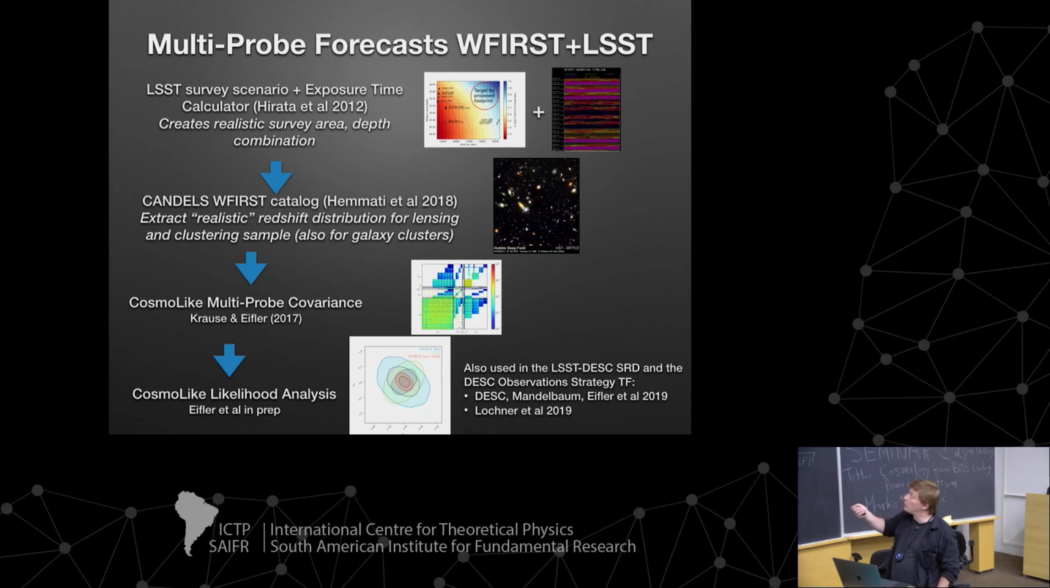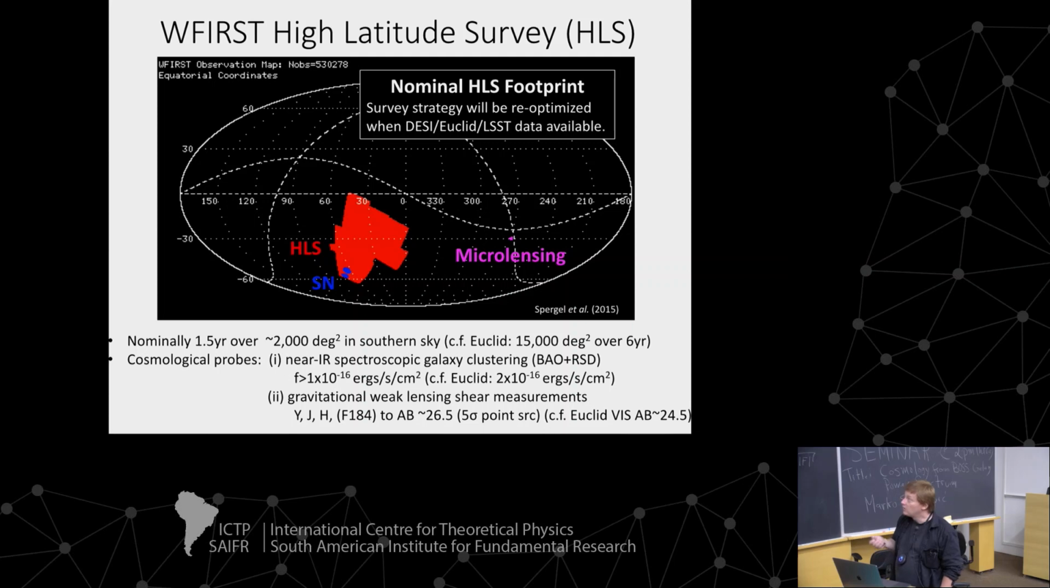Then you can get a covariance matrix with these redshift distributions. You have to decide on the probes. And you do that for W-first and for LSST, and you can do some joint contours. Now, originally, the W-first footprint would be rather small, 2,000 square degrees only. That's basically currently the nominal survey.